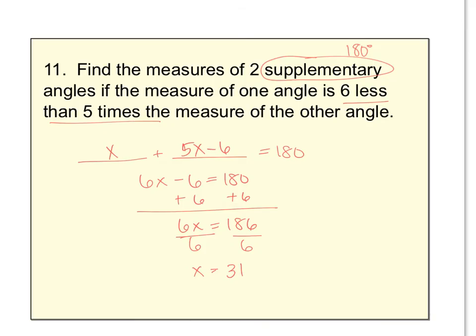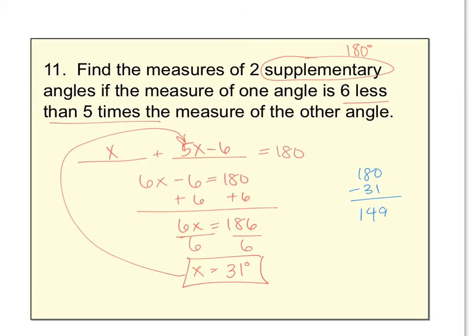But we're still not quite done. It says find the measures of the two supplementary angles. So we know one angle is 31 degrees, but we have to find its supplement. There's a couple ways you could do it. First, you could plug the 31 in up here and do 5 times 31 minus 6. Or because they're supplements, you could also just take 180 minus 31 to get your other angle. I believe that comes out to be 149 degrees. And so the two angles would be 31 degrees and 149 degrees.